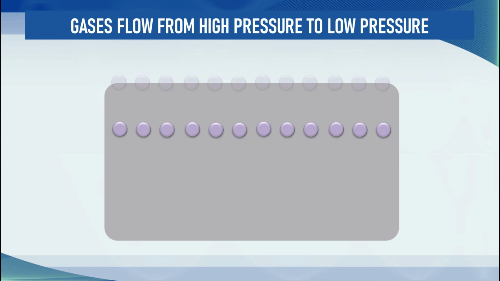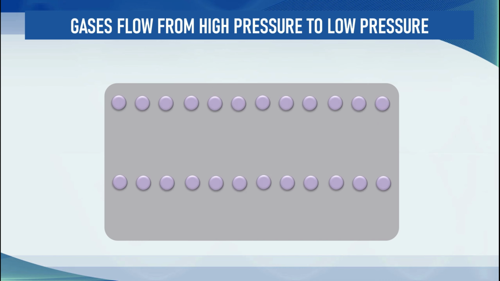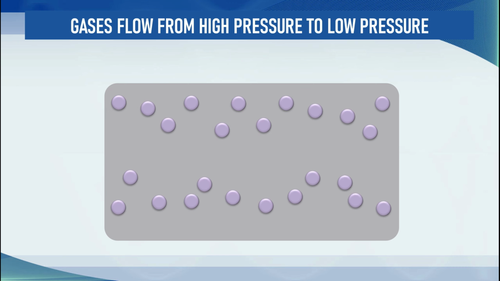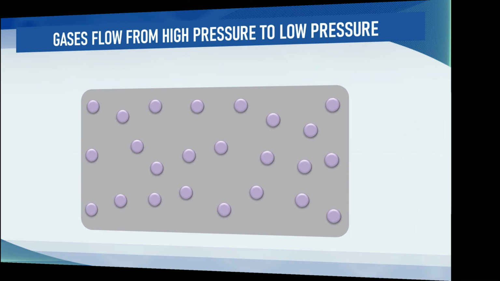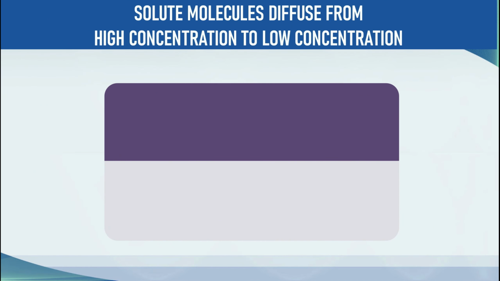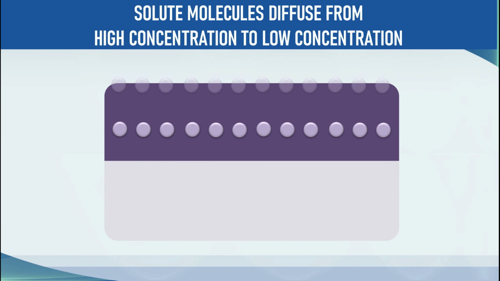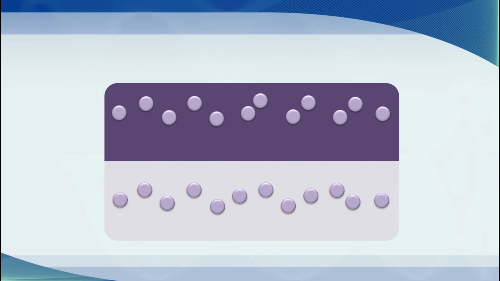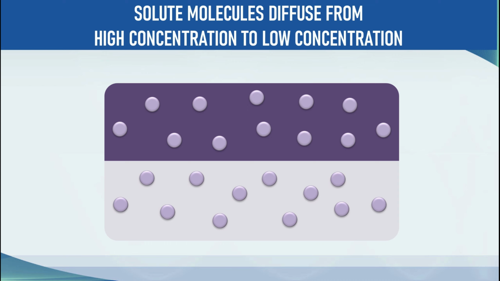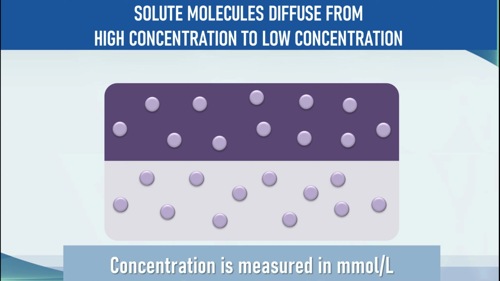Gases flow from where they're in high pressure to where they're in low pressure, and flow stops when the pressure equalizes. Solute molecules diffuse from where they're in high concentration to where they're in low concentration, and the diffusion stops when the concentrations equalize. Concentration is measured in millimoles per litre.